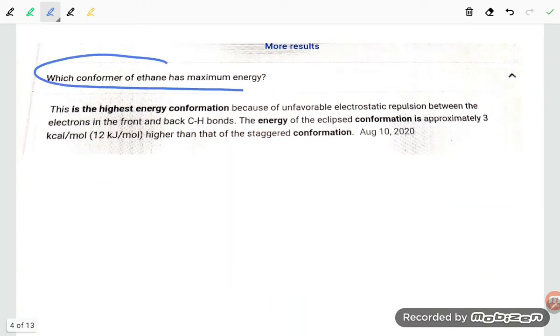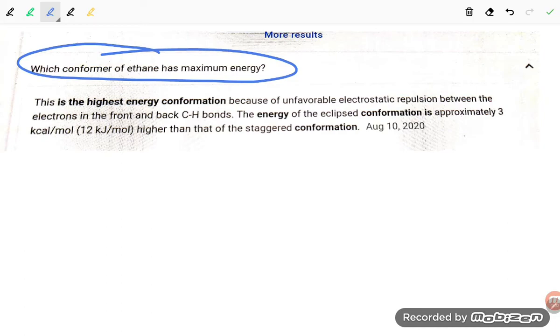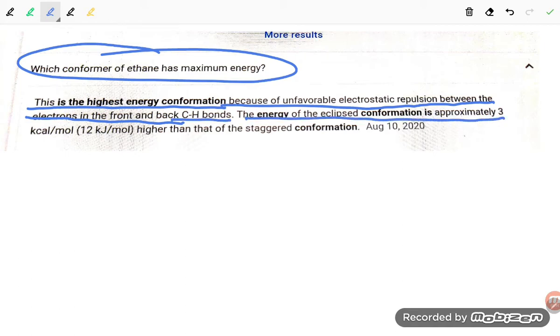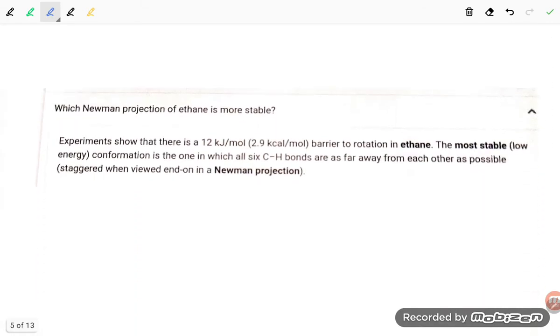Which conformation of ethane has maximum energy? The eclipsed conformation of ethane has the maximum energy because of the repulsion. This is the highest energy conformation because of unfavorable electrostatic repulsion between the electrons in the front and back CH bonds. The energy of the eclipsed conformation is approximately 3 kilocalories per mole, that is 12 kilojoules per mole, higher than that of the staggered conformation.